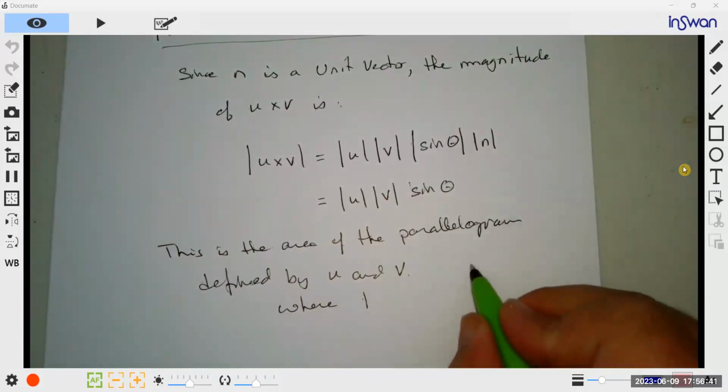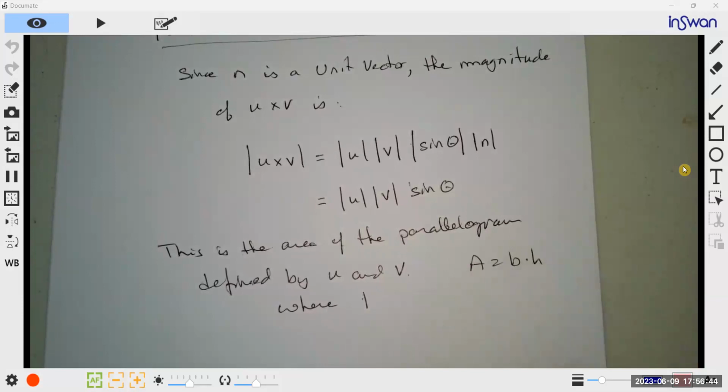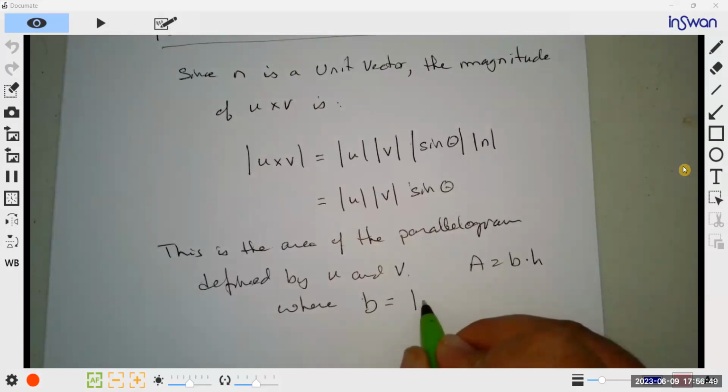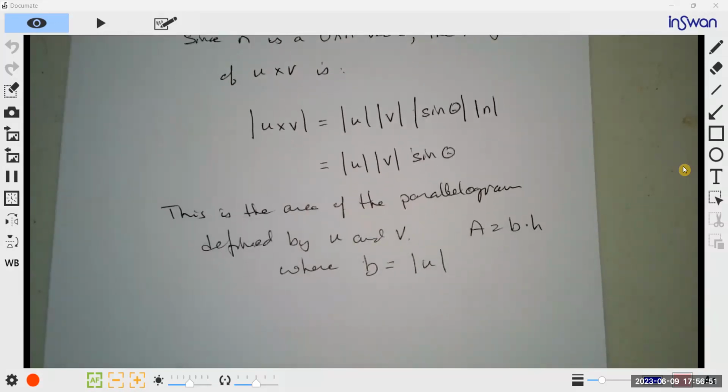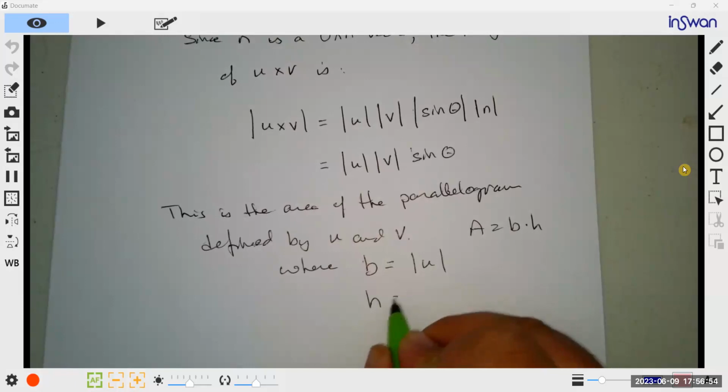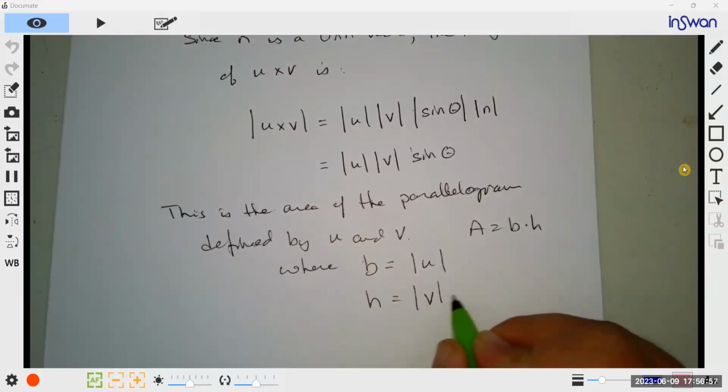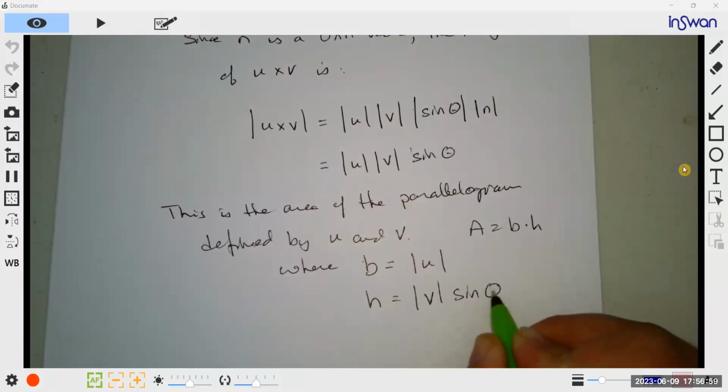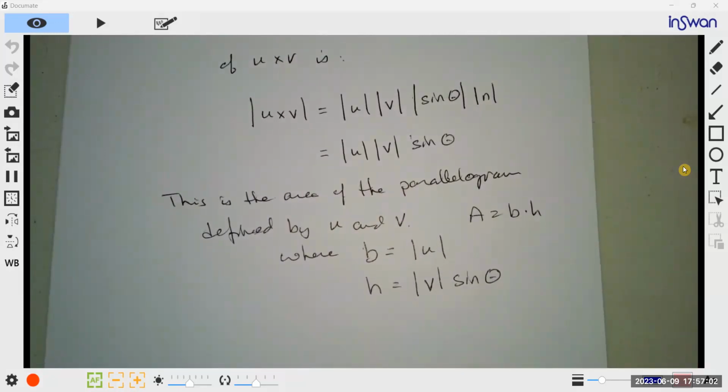Just remember, for the area, we need base times height. The base is determined by the magnitude of u. The height is the magnitude of v times sine theta. So area equals base times height equals the magnitude of u, magnitude of v, sine theta. There's your area.